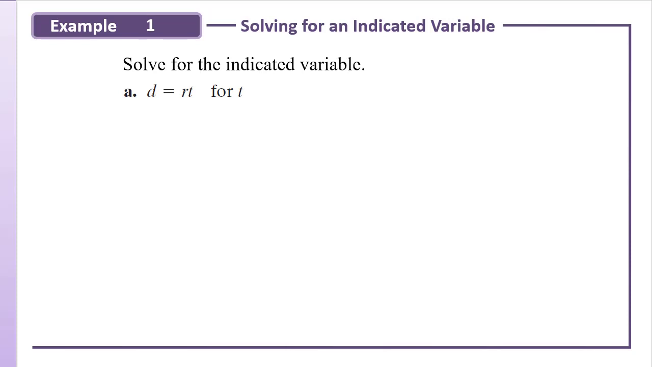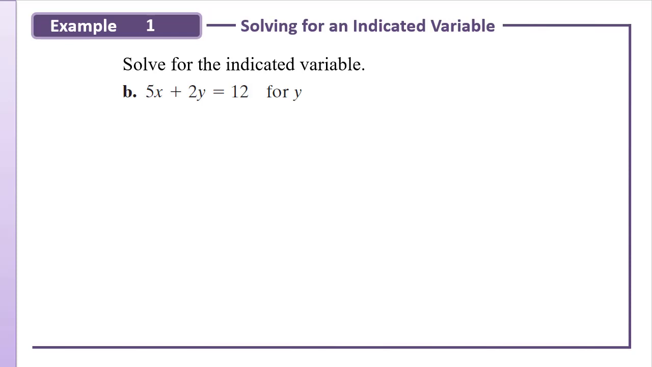So d equals rt, we all know that's distance equals rate times time, but maybe we want to solve it for time. Well, that's easy. All you have to do is divide both sides by rate, right? And you get time equals distance over rate.